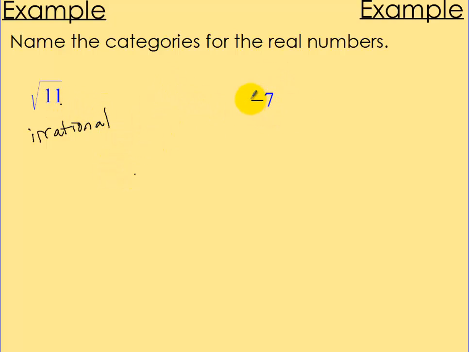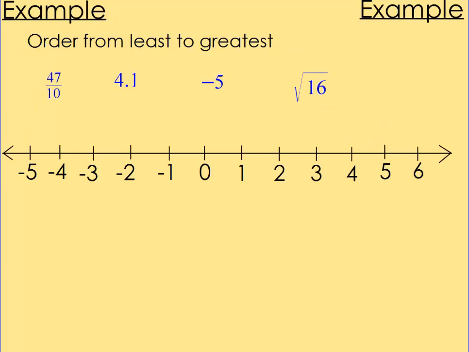Now, -7. Well, it's actually an integer. It's a negative integer. But it's not a whole or a natural number because it's a negative, and that does not include it in those. Now, is 7 rational or irrational? Well, 7 could be written as 7 over 1, which is a quotient of 2 integers. So yeah, it is rational. Moving on. Okay, pause the video.